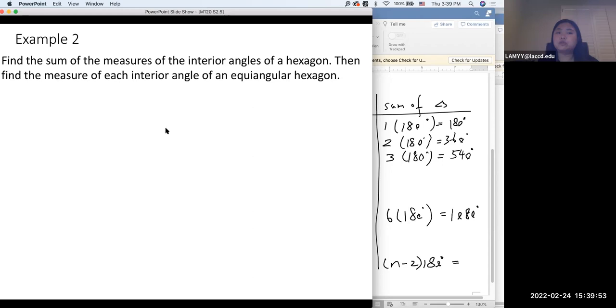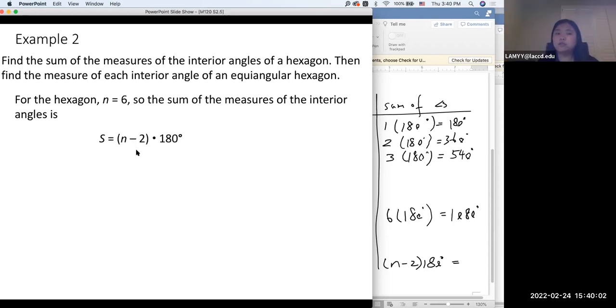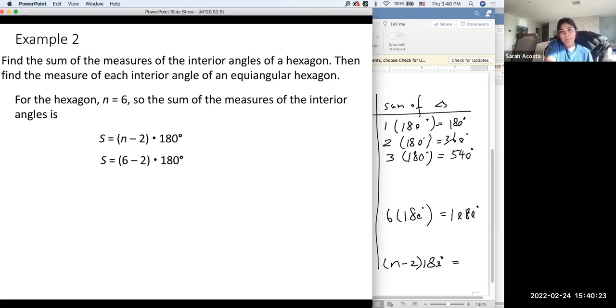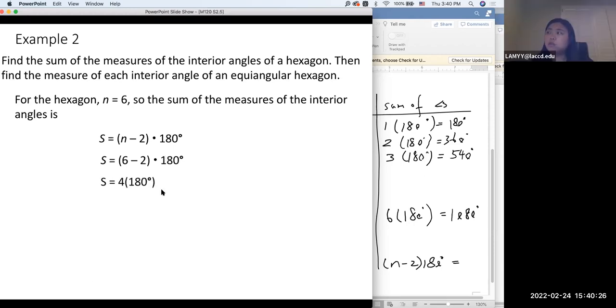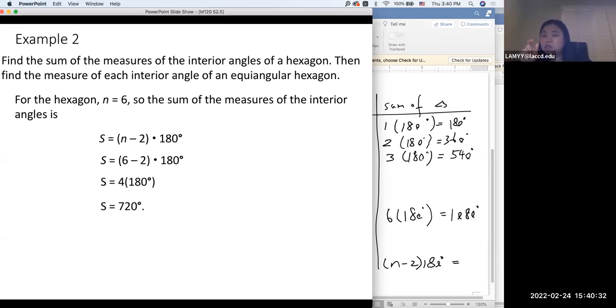What is your n equal to? 6. Good. And then you're going to plug into this formula to find the sum of the interior angles. What do you guys get? 4 times 180 equals 720. 720 degrees. Good. So for the hexagon, the sum of the interior angles will be equal to 720.